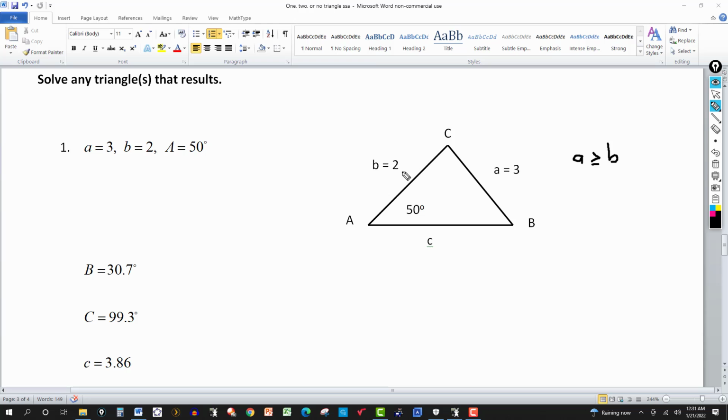And notice in this case, it's easy to check. a is 3 and b is 2. 3 is greater than or equal to 2. So this one, of course, we had one triangle, and these were the missing parts of that triangle.